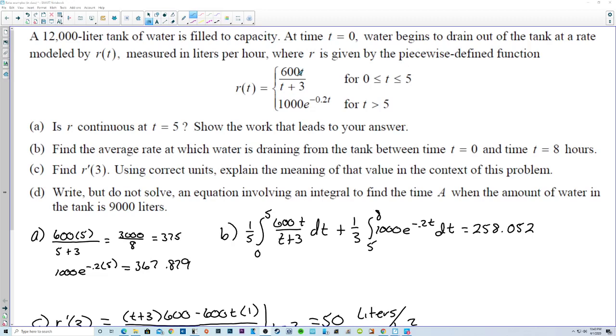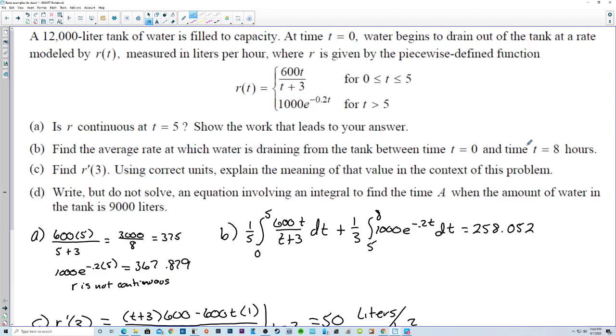Well, if you plug 5 in for the top function, you get 375. When you plug 5 in for the bottom, you get 367.879. So I don't think I ever answered, is R continuous? R is not continuous.